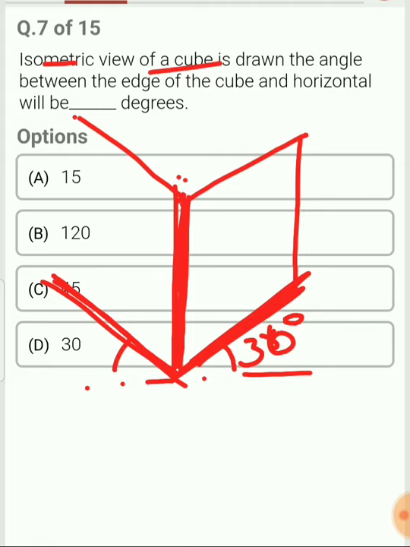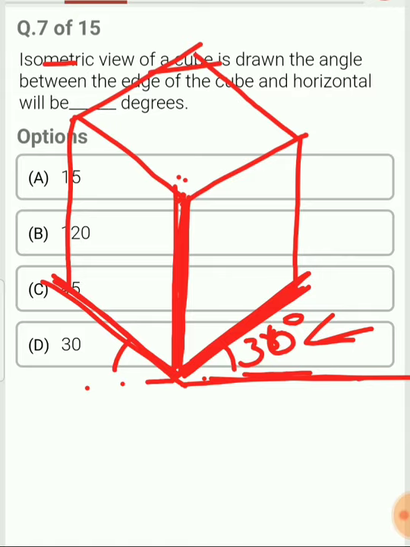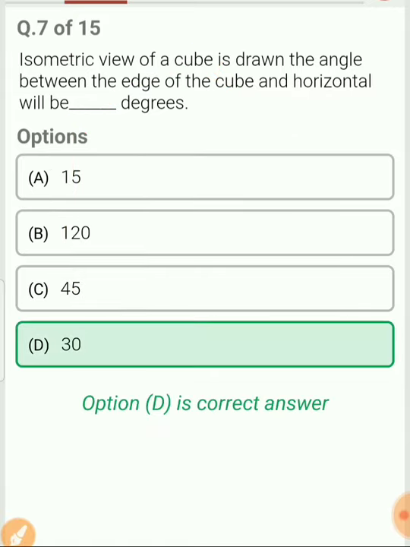Okay. So in this case, the edge of the cube will make an angle of 30 degrees with respect to the horizontal line. The answer for this is equal to what? It is equal to 30 degrees.